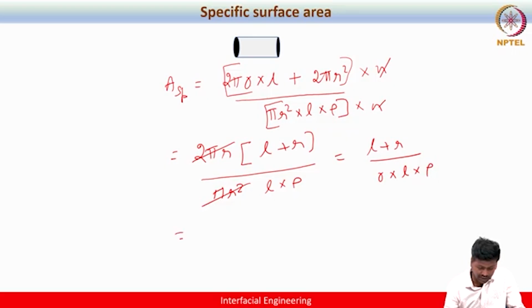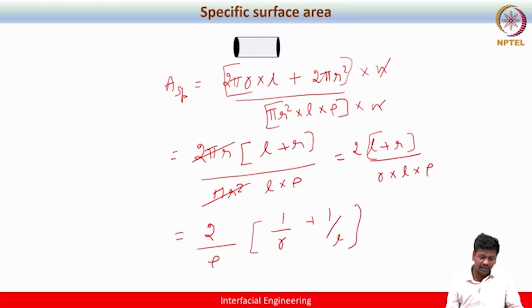So this I can also write, since you have 2 in the numerator also, as 2 by rho into 1 by r plus 1 by L. This is my compact equation for cylindrical particles. If you want to calculate the specific surface area, you can use this approach. In this case, we need to know the radius of the particle and the length.